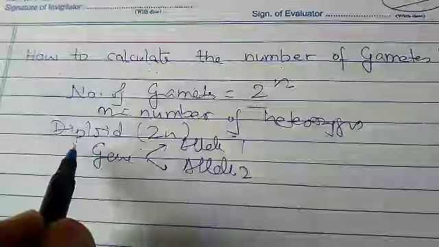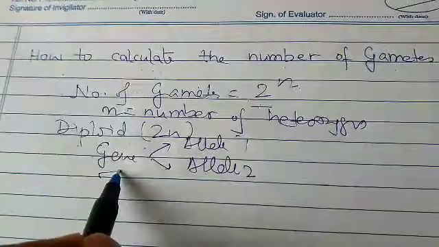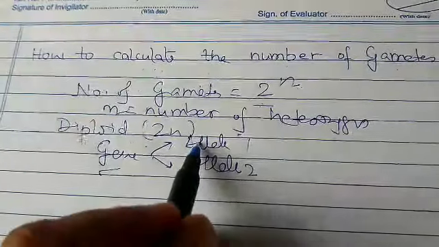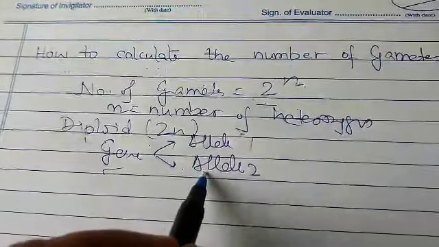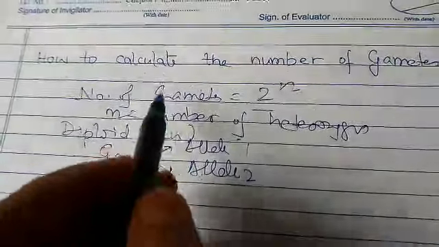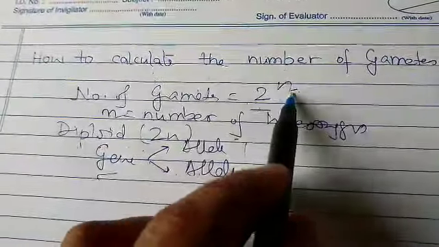Why 2? Because in a diploid organism, each gene consists of two sets of alleles, allele 1 and allele 2, which may be homozygous dominant, homozygous recessive, or heterozygous. Thus, the number of gametes equals 2 to the power n.